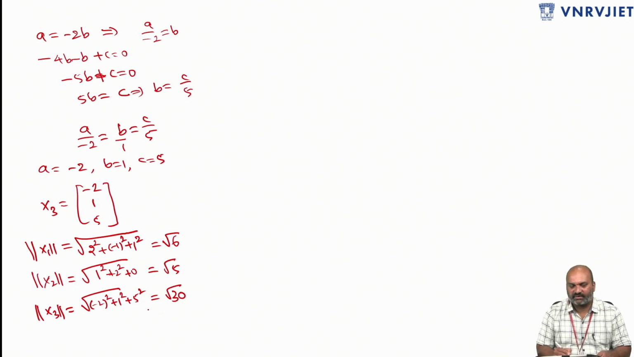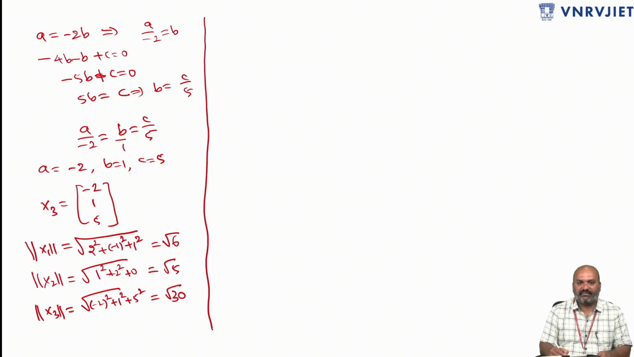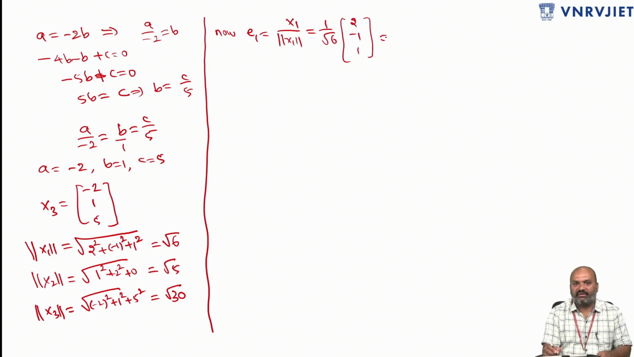Now we have all the magnitudes. Now let's determine the normalized eigenvectors. E1 equals, what is E1? It is x1 divided by the magnitude of x1. What is the magnitude of x1? 1 by root over 6. It is 2, minus 1, 1. So this can be written as 2 by root over 6, minus 1 by root over 6, 1 by root over 6. So this is the normalized eigenvector corresponding to x1.